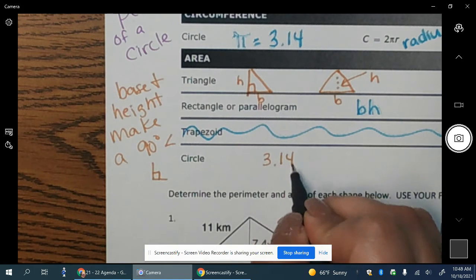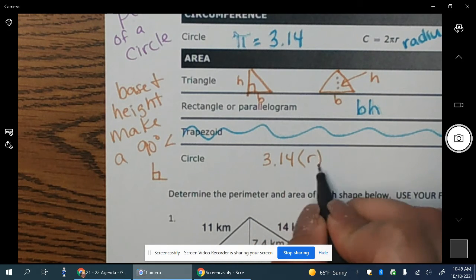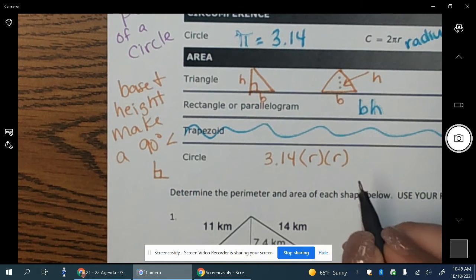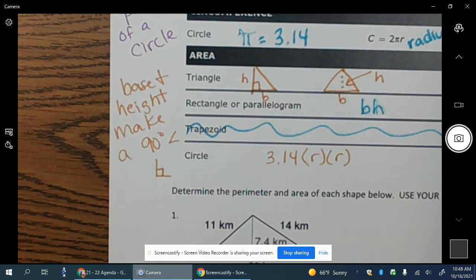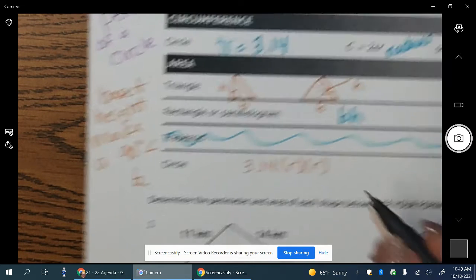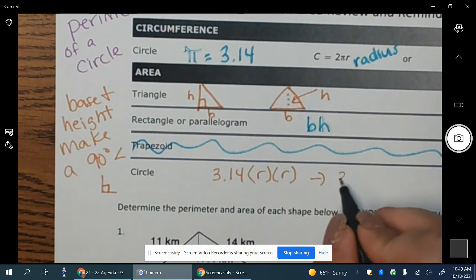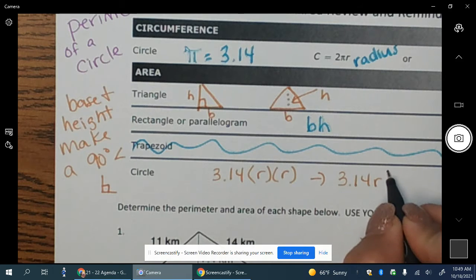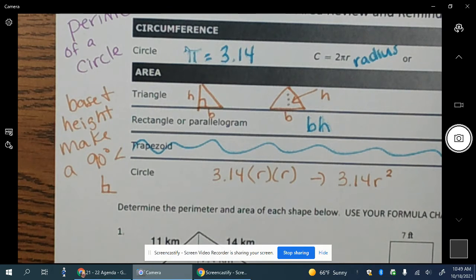Yeah, 3.14 times radius. Now, in 7th grade, I made you write it like that. In 8th grade, you have a calculator. So do you need to really do radius times radius? No. You just do what? The radius squared button. Yeah.